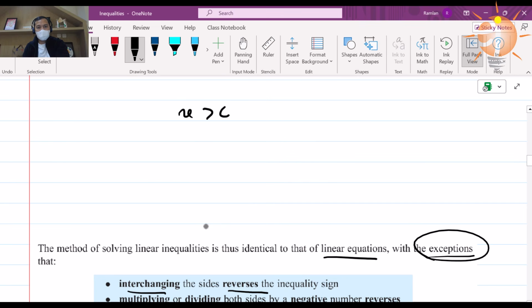If I say x is greater than 6, and I want to move the 6 to the left and x to the right, the sign changes. It means that interchanging the sides reverses the inequality sign.